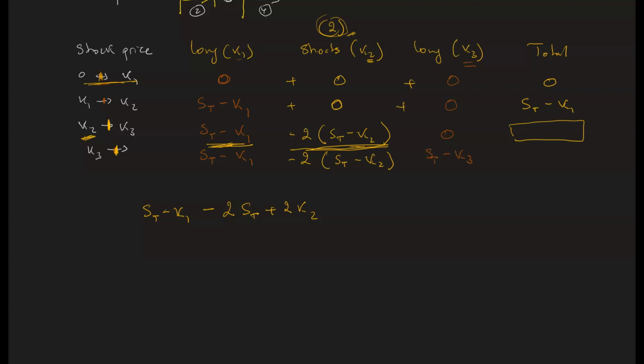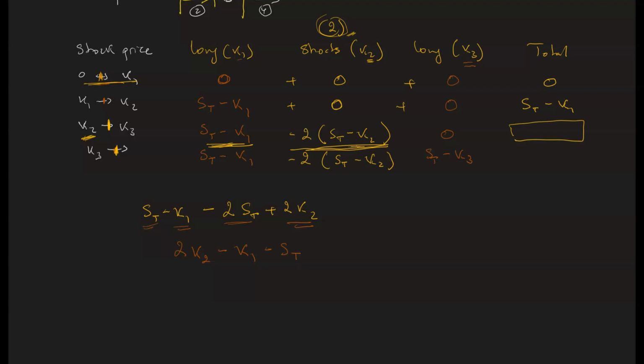Now let's simplify this. If we simplify that, what do we have? We have 2 times K2 minus K1, and then we have 1 stock price and the minus 2 stock price, so minus the stock price that we have here.